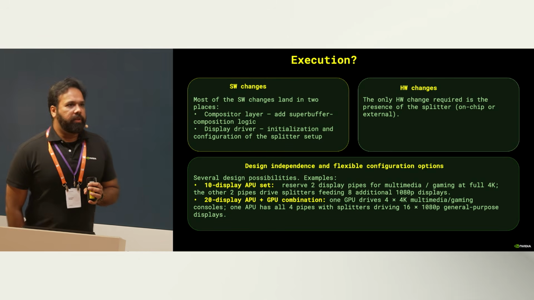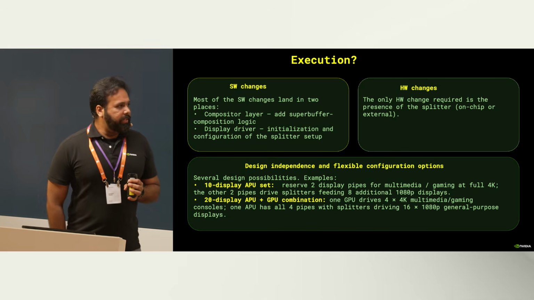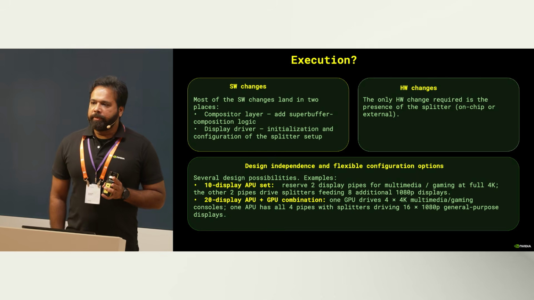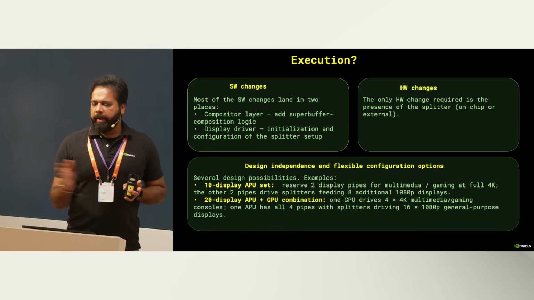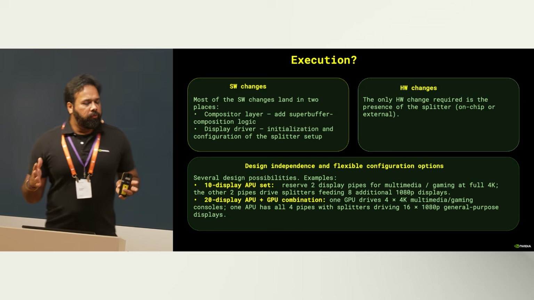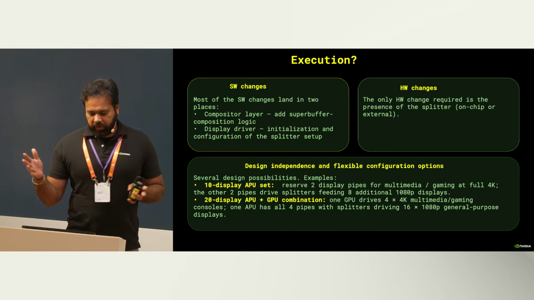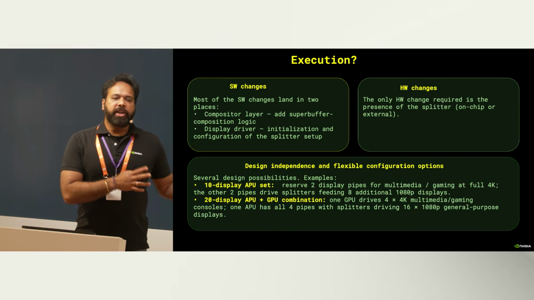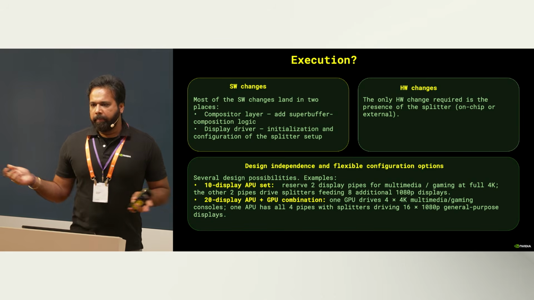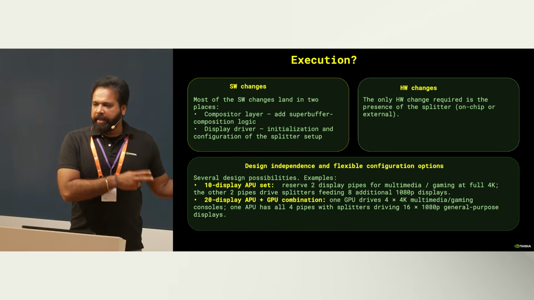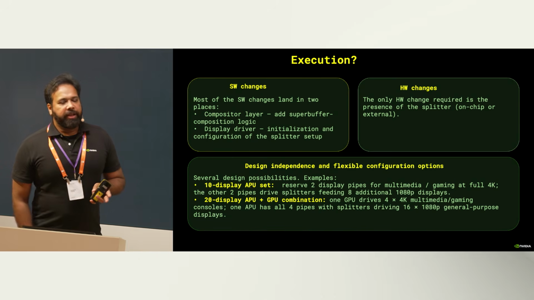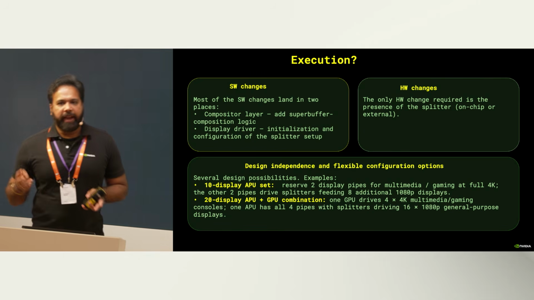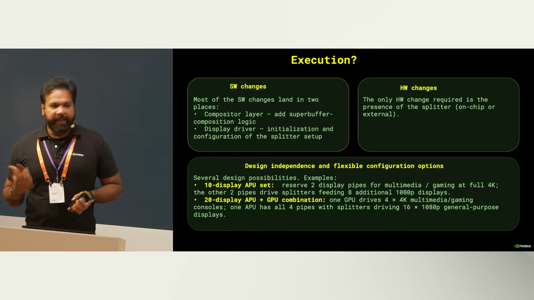Now, what kind of designs can we think about? Let's say I have a GPU with 4 pipes. Out of the 4 pipes, I can reserve 2 pipes for very demanding displays, where I need a full-fledged media or gaming experience in an automotive, high dynamic range HDR, or where hot plugging is required. 2 pipes can be reserved for demanding displays, and you are still left with 2 pipes, so you can drive 8 more displays. So 2 demanding and 8 more, still using 1 GPU, you can drive 10 displays.